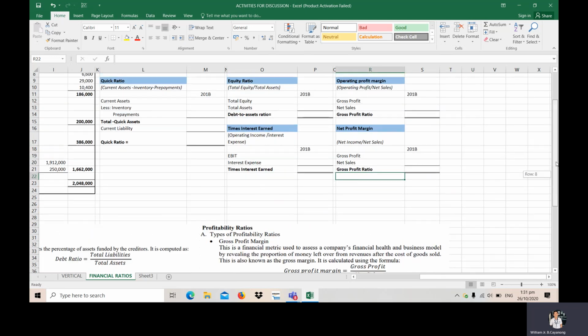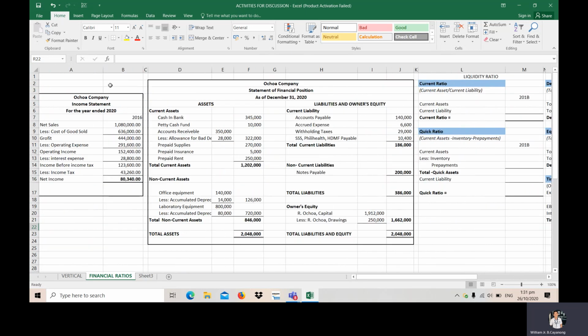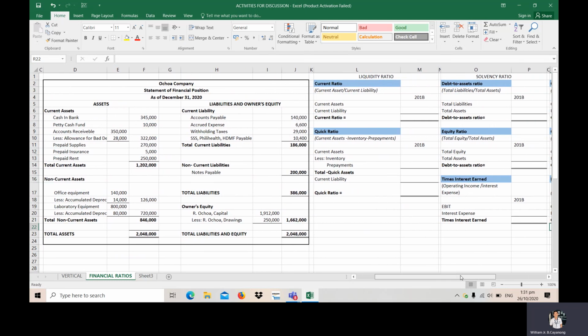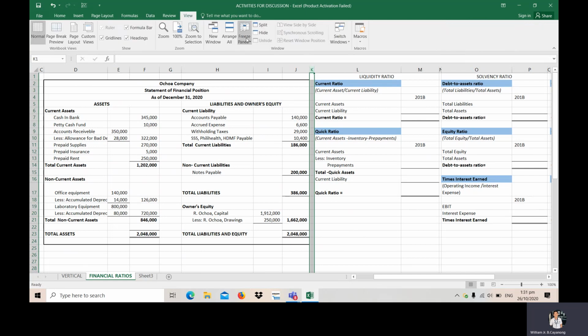So we have an example here. Let's have this one first, liquidity and leverage ratios. We have to solve the liquidity ratio first, the current ratio. We have here a figure as our example.